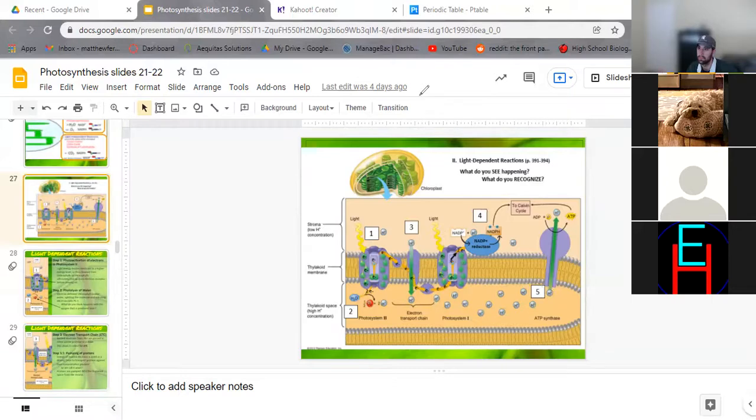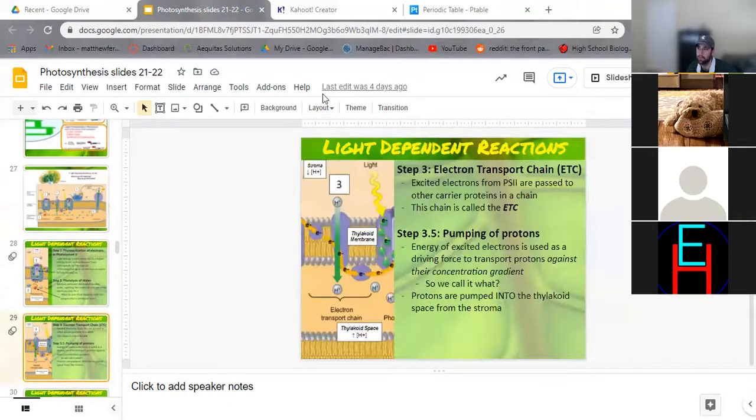Wait, so is step 3 just regular diffusion, or was that what we said was active transport? Step 3 is active transport. We see that the stroma has a low proton concentration and the thylakoid has a high proton concentration. And we see protons moving from the stroma into the thylakoid. That means we're moving from a low to a high concentration. We're moving against the gradient, active transport. So the energy is coming from the high energy of the electrons? Correct. The passage of electrons here pulls the protons through. Got it. Thank you.